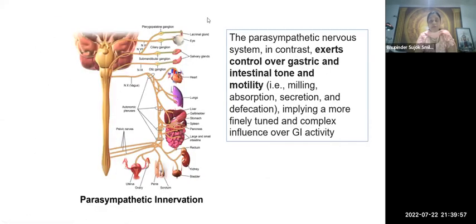And then for treating all these stomach diseases, we will also pay attention to the nervous system, because the parasympathetic nervous system, in contrast, exerts control over gastric and intestinal tone and motility, then secretion, absorption, and defecation, implying a more finely tuned and complex influence over GI activity.